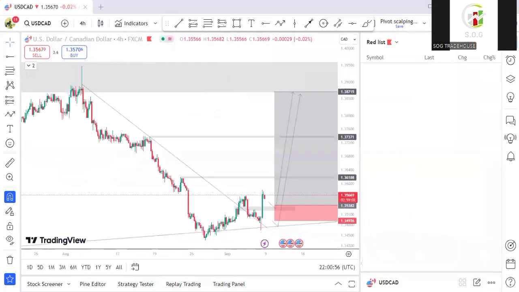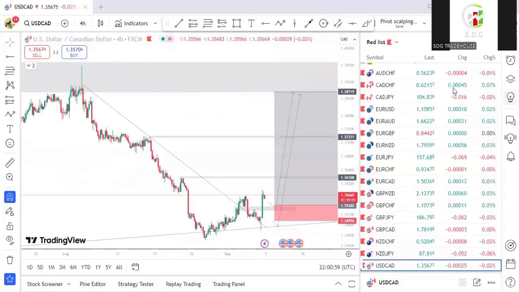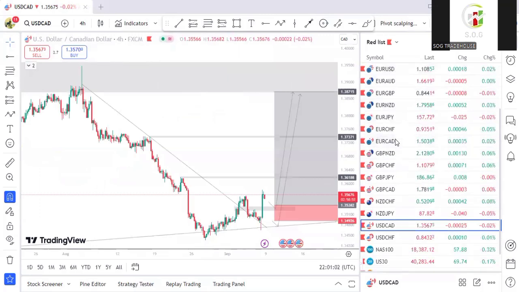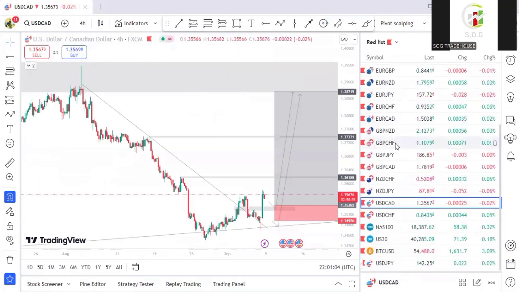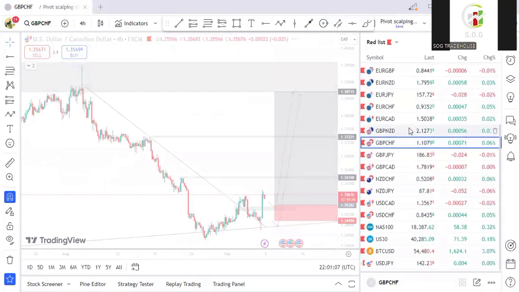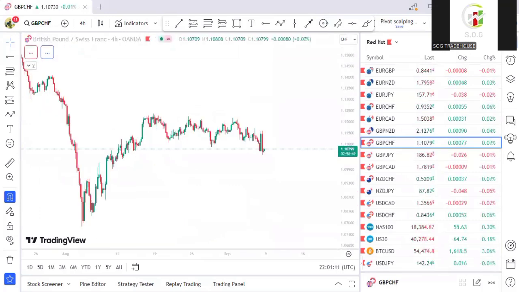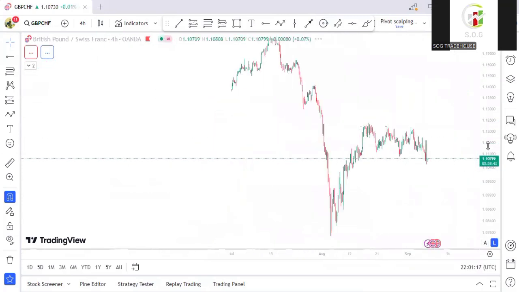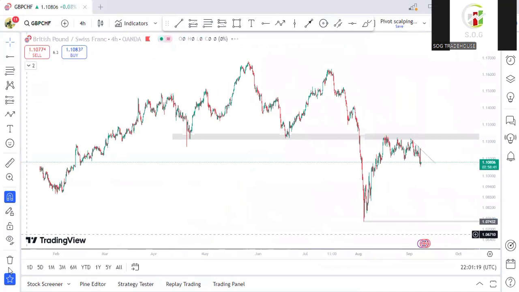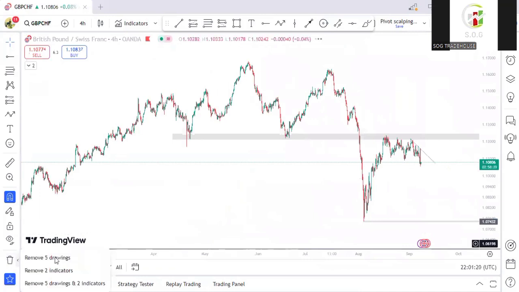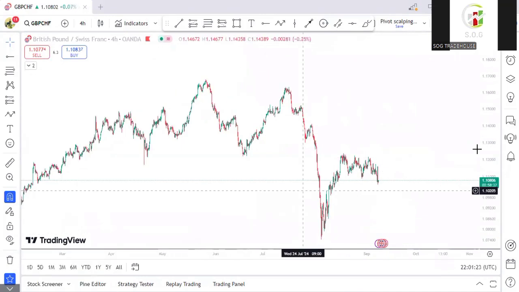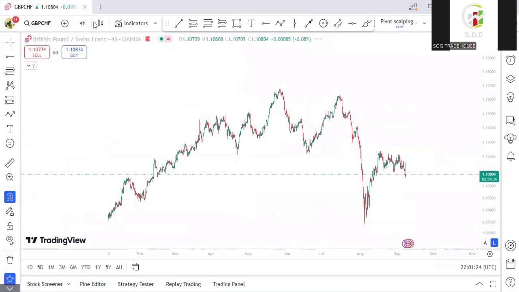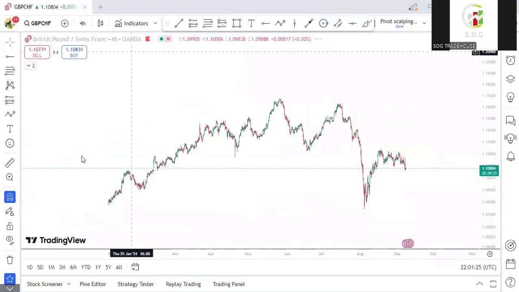So next on my list is GBP CHF. This will be the last currency pair I'll look at before entering indices and gold. So I'll just delete everything and start afresh. We'll start analysis from the daily time frame.